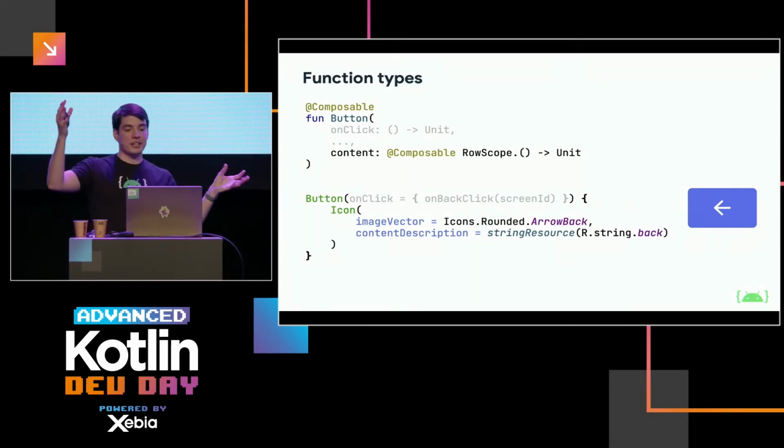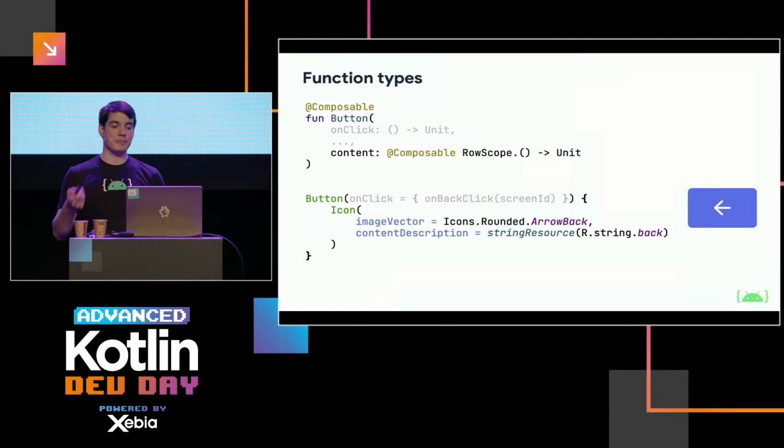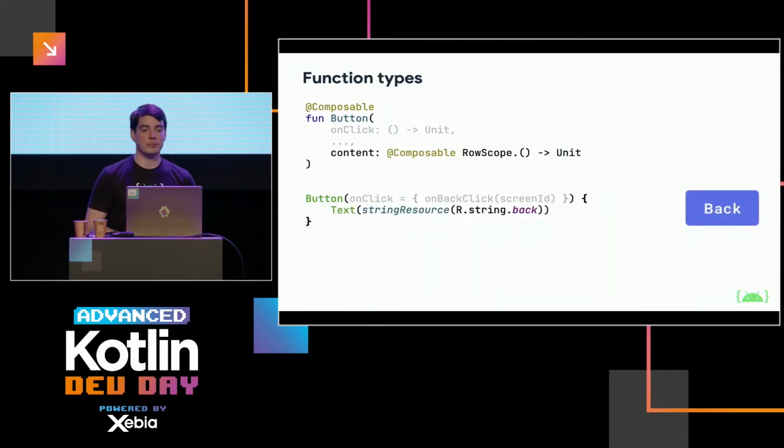And we have this really nice visual nesting where we can see that the icon is inside the button on the code level. And again, we could pass in something else here. So for example, if I wanted to show a piece of text on the button, all I would have to do is pass in a function that calls into the text function there.